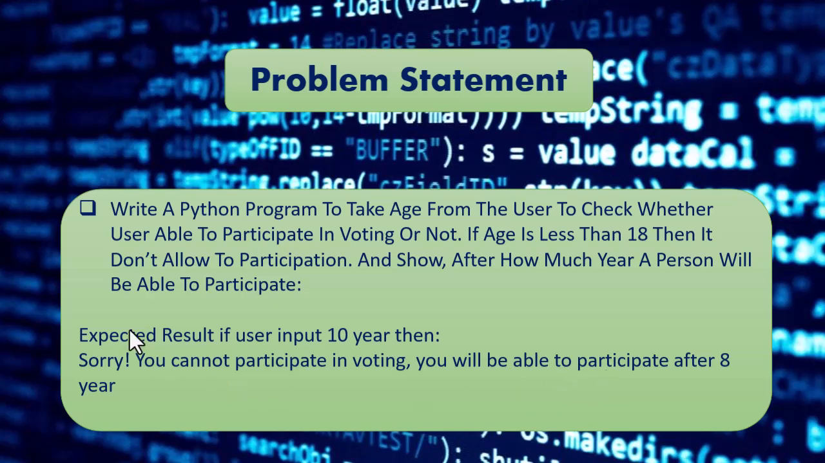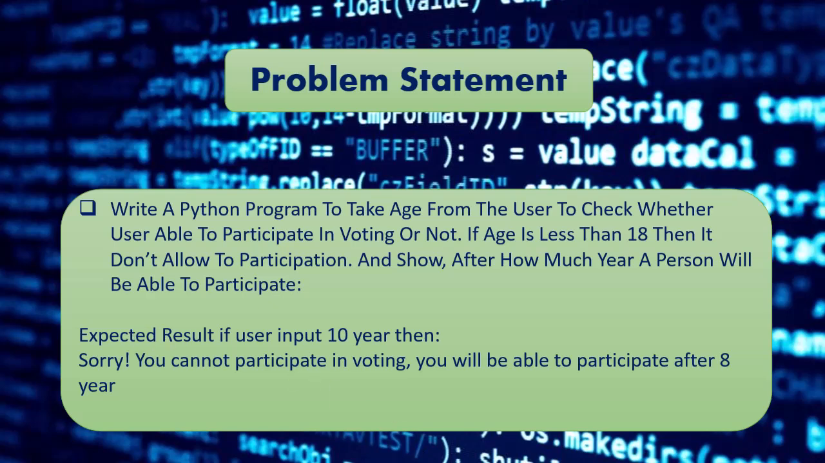So what this actually means is that you prompt the user to enter their age, and if the age is bigger than 18, then you allow the user to participate. But if the age is less than 18, then you display that you're not allowed to participate. Then you show the user how many years are left before the user can be qualified to participate in voting. So that is the challenge we want to solve now.